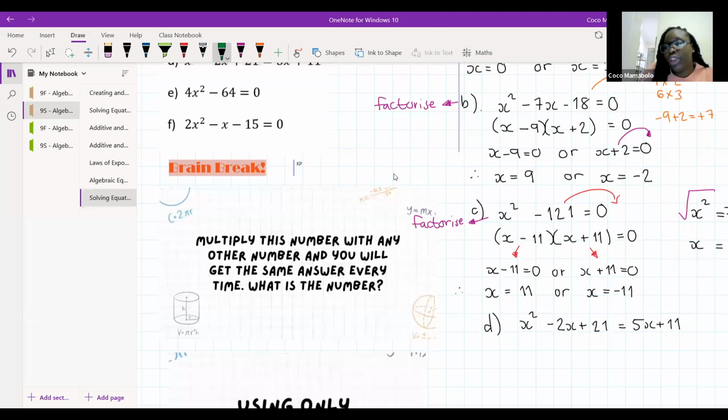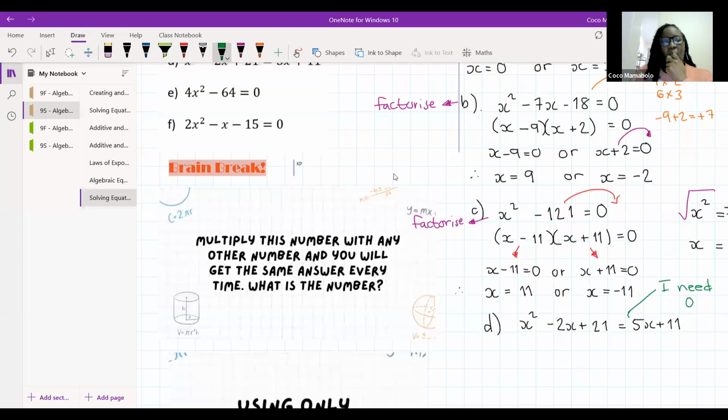No. What do I need on my right-hand side? What do I need here on this side? Check in the chat. Everyone's helping. 0. Good. Do I have 0 on my right-hand side? No. So what do I need to do with this 5x plus 11?